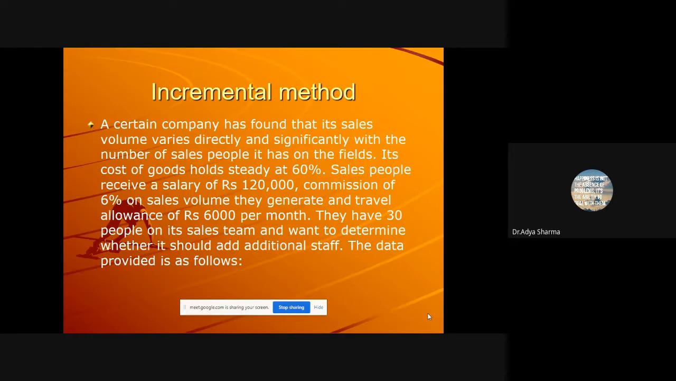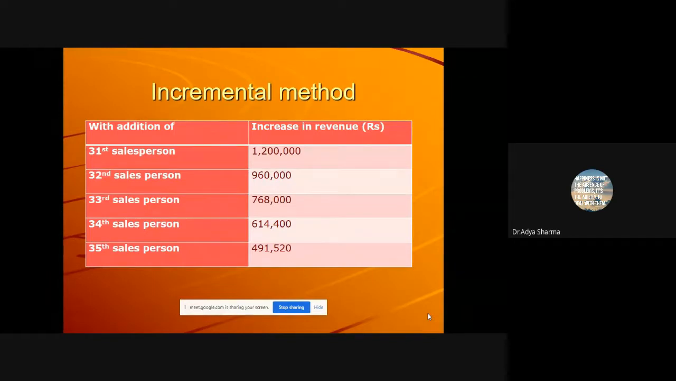Right now they have 30 salespeople, and the company is asking how many more salespeople we should have if the data looks something like this. So if they add one more salesperson, that is a 31st salesperson, there will be an increase in revenue by 12 lakhs. If they include another, a 32nd salesperson, then he will contribute 9,60,000 and so on. Okay, so here is a company which has 30 salespeople.